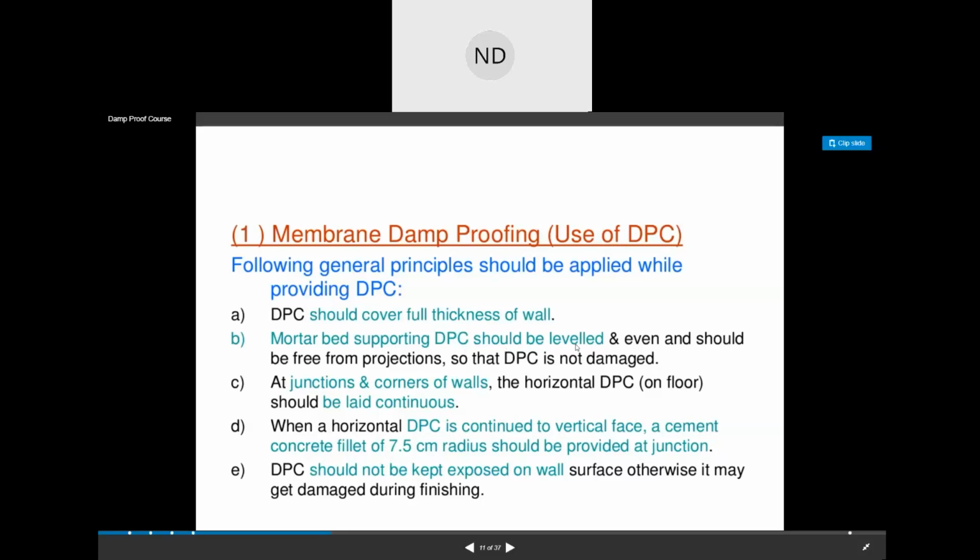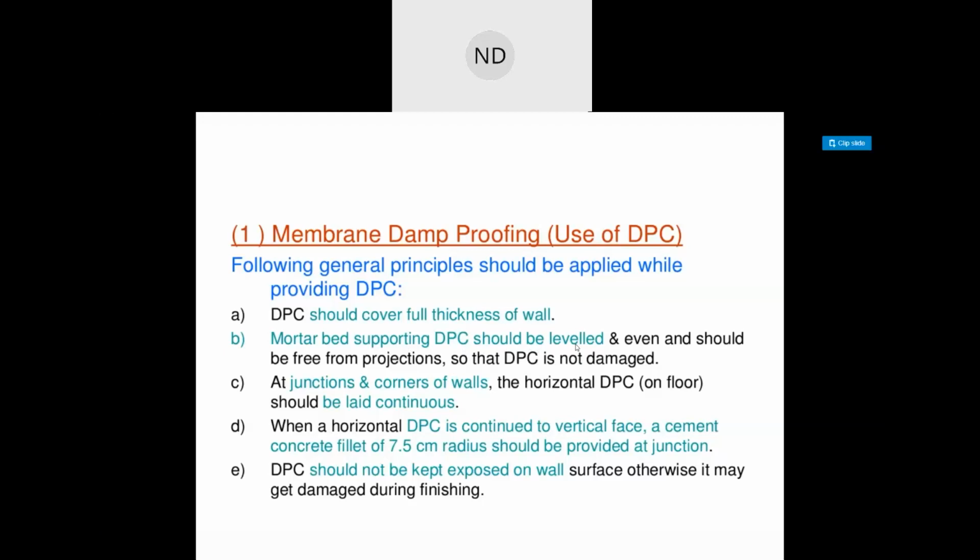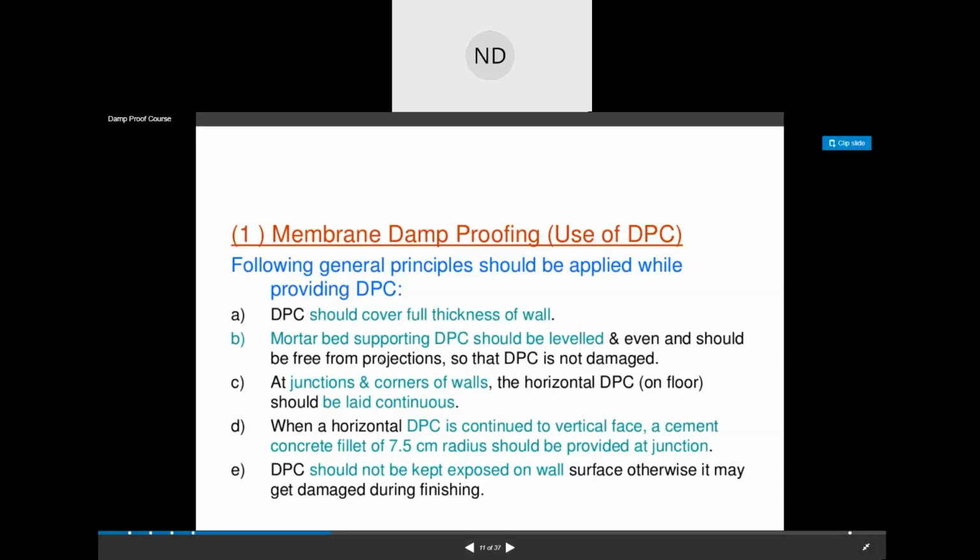It should not be higher somewhere or lower somewhere, but it should be leveled when we are using it, because otherwise the structure will be upper on one side and lower on the other side. Obviously you will not want that in your floors or in your walls. So it should be leveled properly and even, and should be free from projection so the DPC is not damaged.